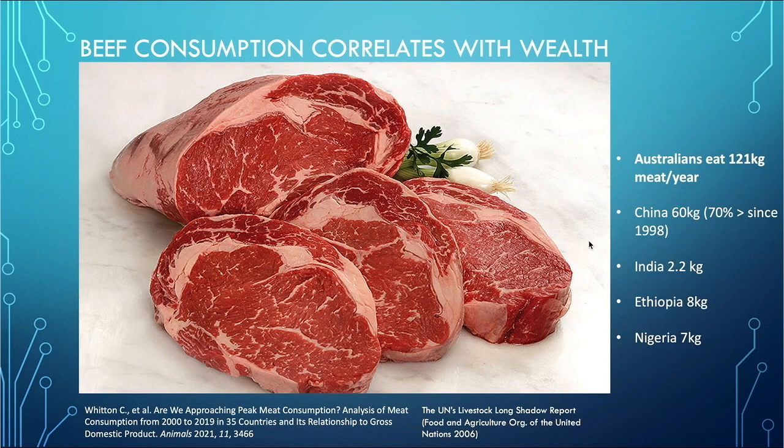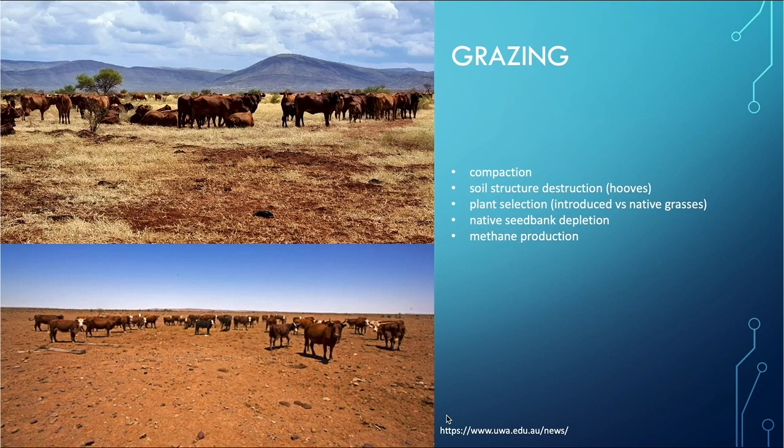We are very rich, and don't let anyone tell you otherwise, because there's a whole study that asks, are we approaching peak meat consumption? It's an analysis of meat consumption from 2000 to 2019 in 35 countries and its relationship to gross domestic product. It's actually an Australian study. If you're really interested in this, have a look at the UN's Livestock's Long Shadow report, written in 2006. They're basically saying that if we don't curb or completely get rid of meat production, especially beef, we have no hope of survival, really.